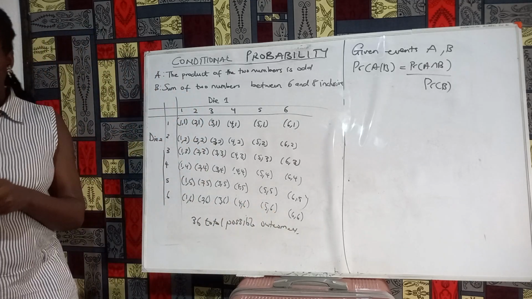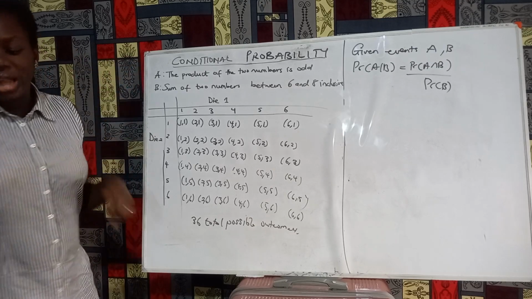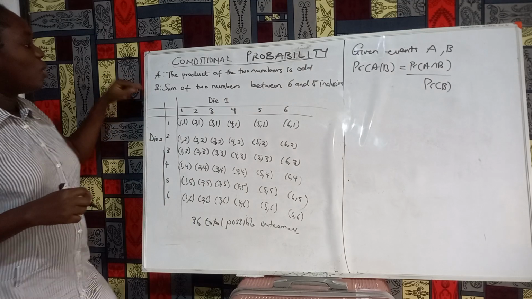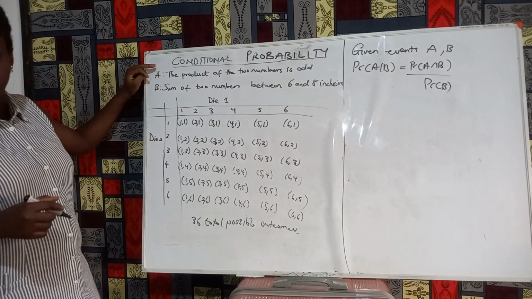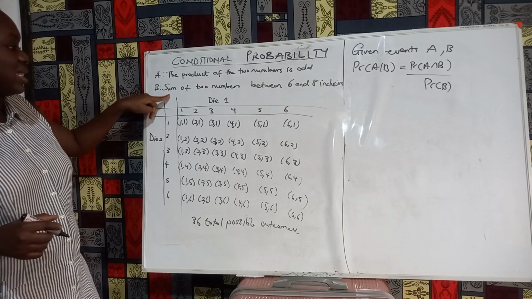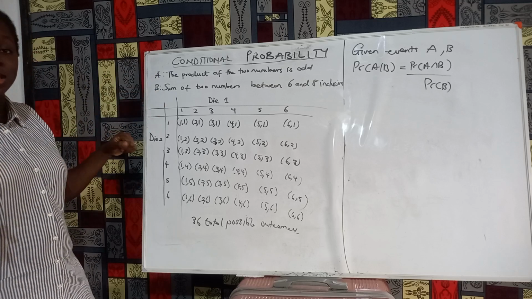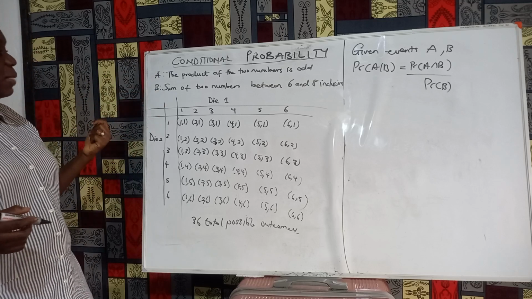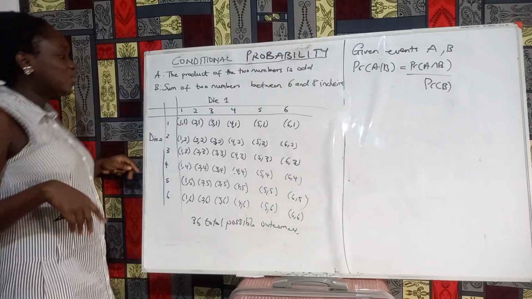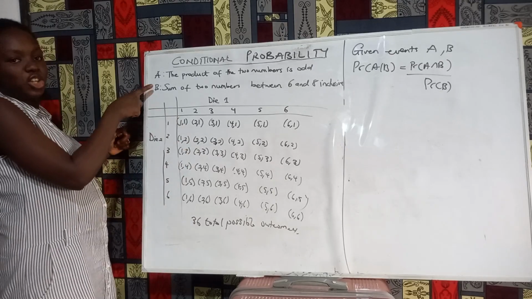Great. So what are we to find? The question is asking us for the probability of A given B. What's the probability that the product of the two numbers is odd, given that the sum of the two numbers is between 6 and 8 inclusive? So we want to find the probability of A occurring, given that B has already occurred. So let's show that B has already occurred.